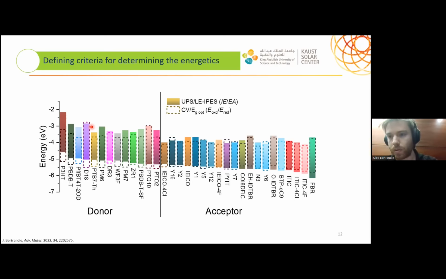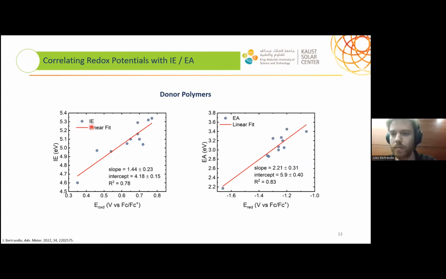So before going towards the devices, we first tried to correlate those values to see if it was just a shift or if there was more to it. And like the previous papers before us, we see that there is no clear correlation. There is kind of a trend, but it's very scattered. So we cannot try to predict PES values with CV, it's very scattered.